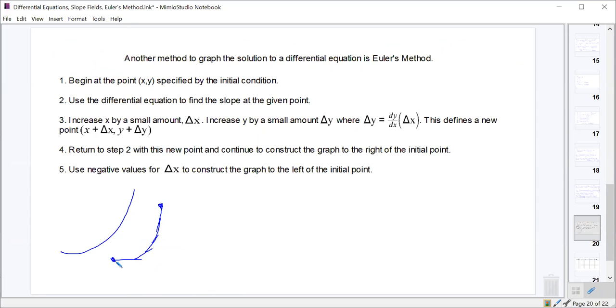Does that sort of make sense? We're just going to use little pieces of tangent lines as we go along that model what the curve looks like on a small scale, to find out what the value of the function is close to where we're looking.